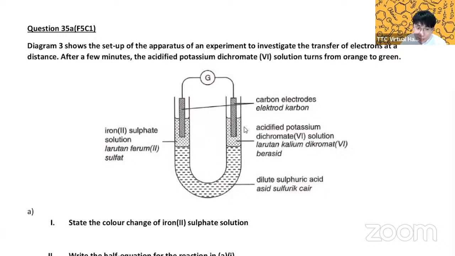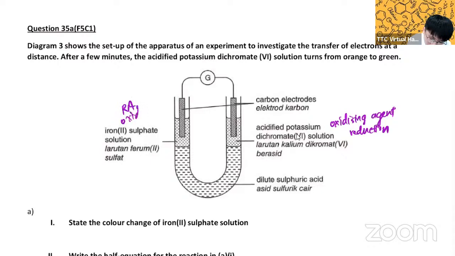If you guys remember this, what agent do you call these guys? I always ask you guys to specifically memorize this. Yeah, correct. This acidified potassium manganate(VII) is your oxidizing agent, means you undergo reduction. How about at the other side? The reducing agent undergoes oxidation. So definitely your Fe2+ here, you'll turn into Fe3+.